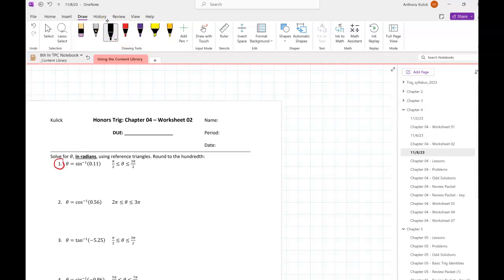So the first step, or the goal here when we're doing these problems, is I need to draw a picture. Because the picture is going to tell me how to write the equation to solve for theta. Without the picture, I can't do anything. Everybody okay with that?